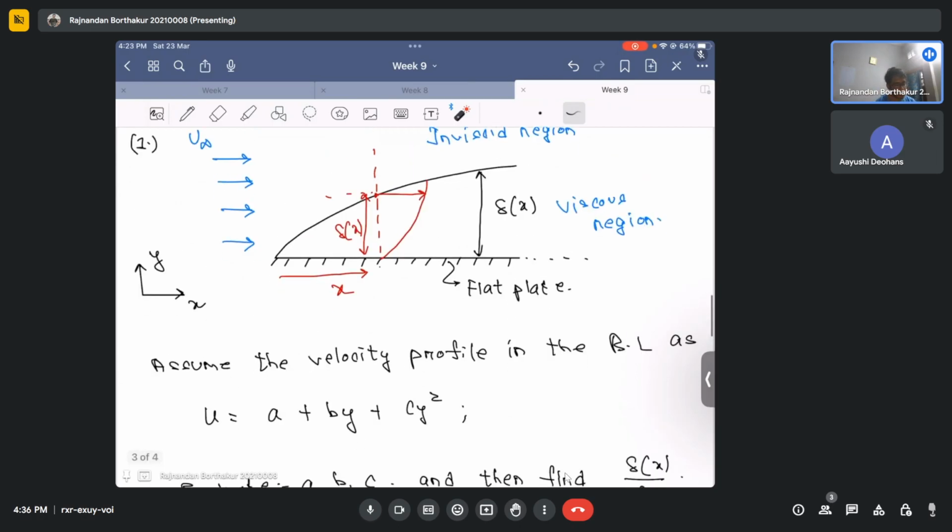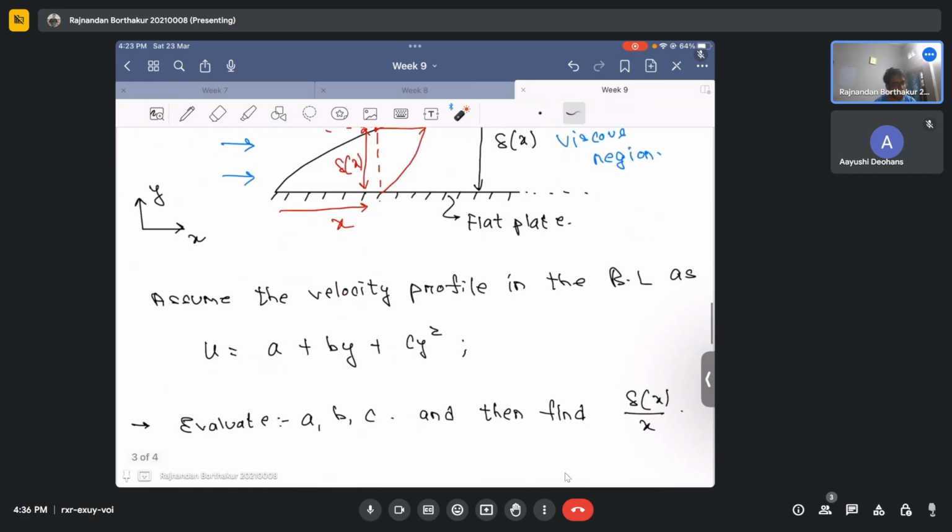So the question says that if there develops a boundary layer, whose thickness is delta x when you move along the x direction, you need to assume a velocity profile inside the boundary layer of this form, which is a plus b by y plus c by y square.